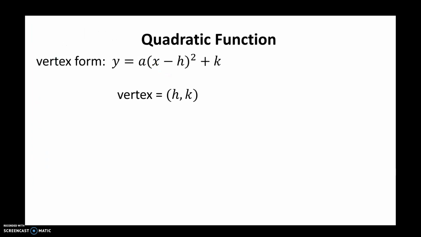Okay, vertex form of a quadratic. So we saw standard form, now vertex form. As the name suggests, you need to be able to determine the vertex of the quadratic. It's a point h comma k, and notice it's the opposite of h. K stays the same. Okay, so that's important.